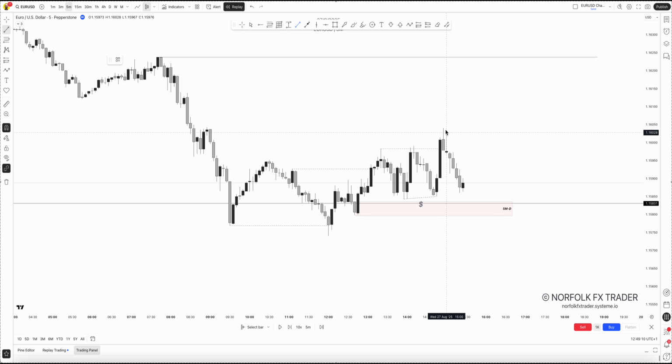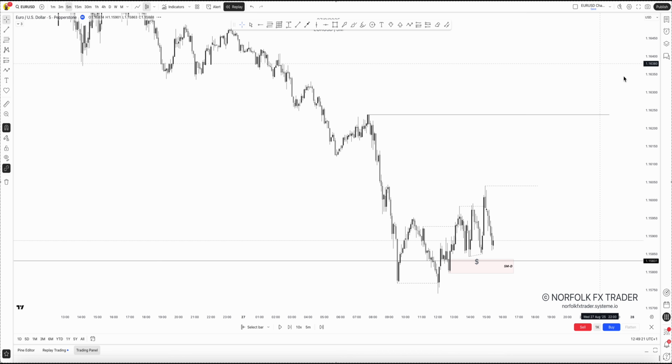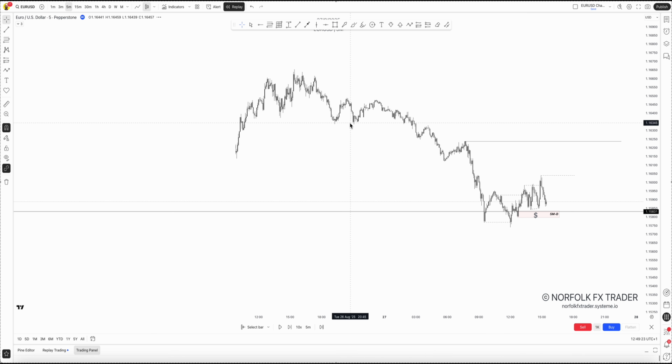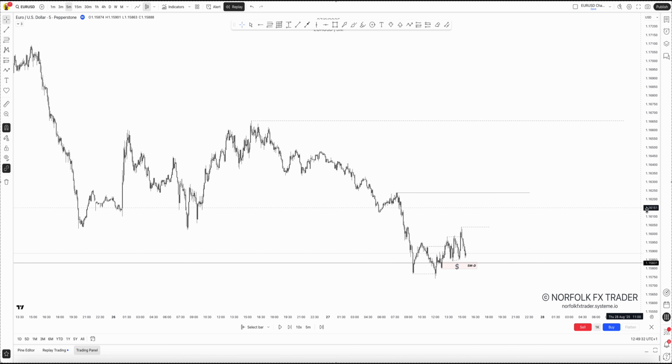I have a potential first target we can look for is this high. And then a second target is this level here. And a final target would be basically the 4-hour high, which I believe is going to be this high up here. So that is going to be the potential trade idea.